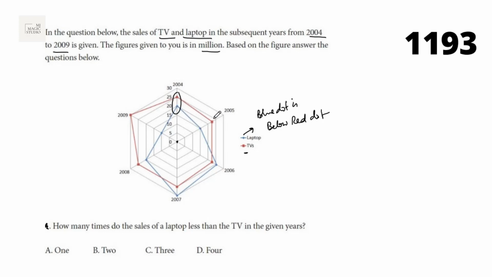Here blue dot is below red dot. Here blue dot is above. Here blue dot is above. Here blue dot is below, that means towards the center. And here also blue dot is below the red dot towards the center. So we have 1, 2, 3, 4. Out of 6 years, in 4 years the sale of laptop is less than the sale of TV. We would go for option D, that is 4.